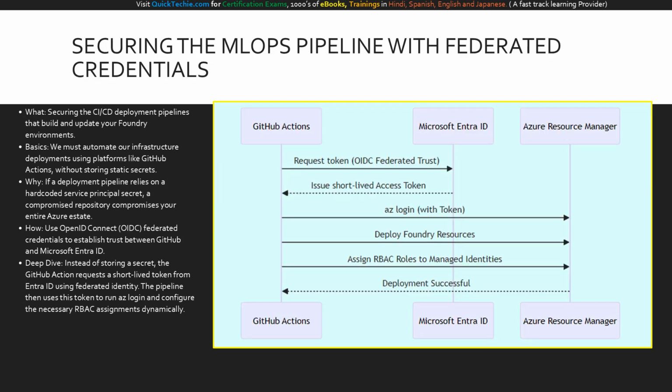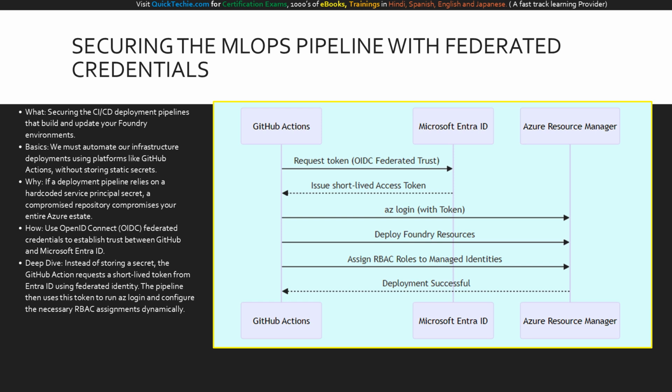We have secured our application runtime, but what about the deployment process? We must secure the MLOps pipeline itself using federated credentials. What does this mean? It means securing the CI/CD platforms, like GitHub Actions, that physically build your Foundry environments. The basics dictate that we need to automate our deployments without relying on static, stored secrets. Why? Because if your deployment pipeline uses a hard-coded service principal password and your repository is breached, the attacker gains full control over your Azure estate.